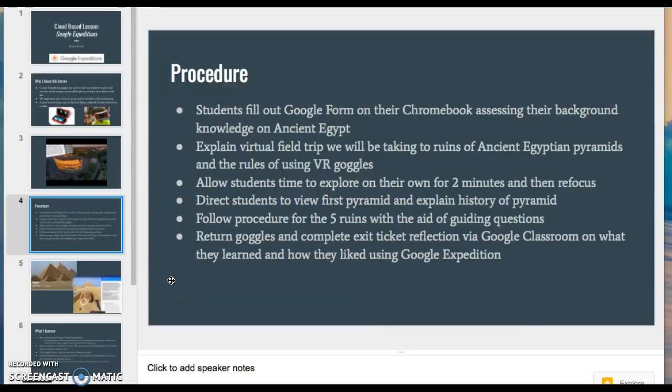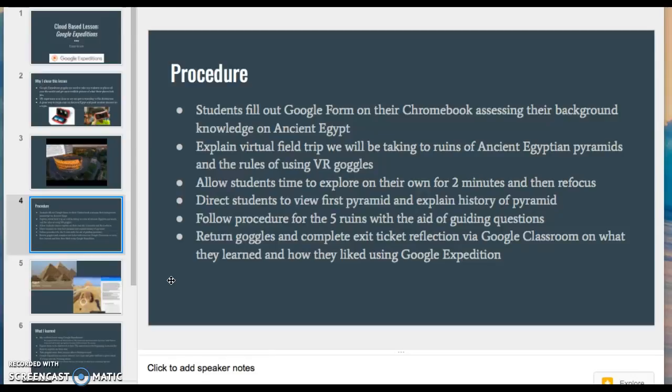So I did that with the first pyramid and then explained the history of what they saw. And then I followed that same exact procedure for the other four sites that it took them through. And again, we would pause in between, give their eyes a break, and I would also answer any questions that they had. After we finished going through the expedition, the students returned their goggles.